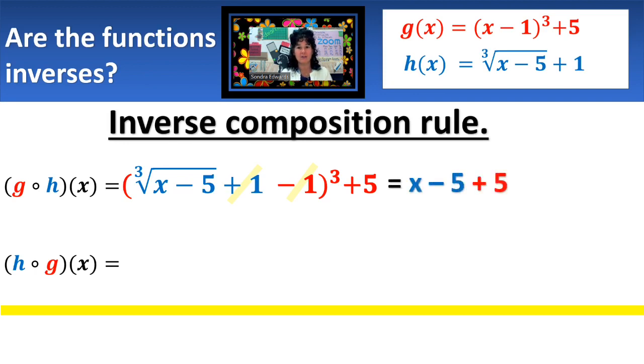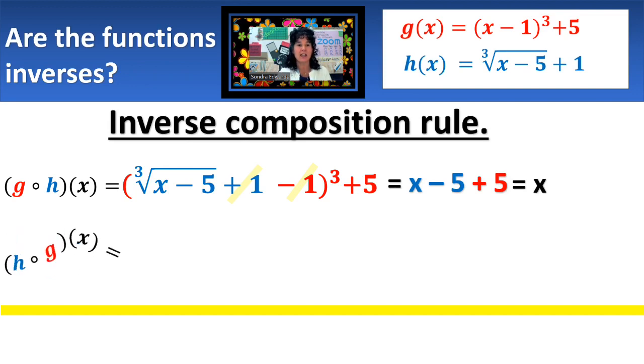Simplifying further, minus 5 plus 5, those are gone, and we get just x. Woo! That's what we were hoping for. We want the answer to g comp h to equal x. Now we have to do this in both directions because g composition h is not necessarily equal to h composition g. We're hoping they are. If they both equal x, then we are one step closer to proving that these two are inverse functions.